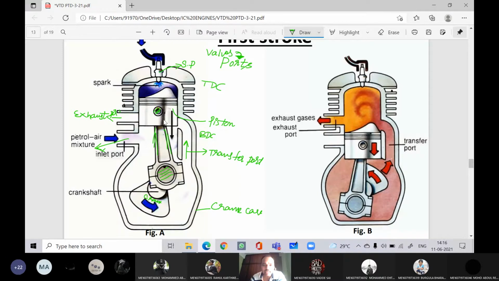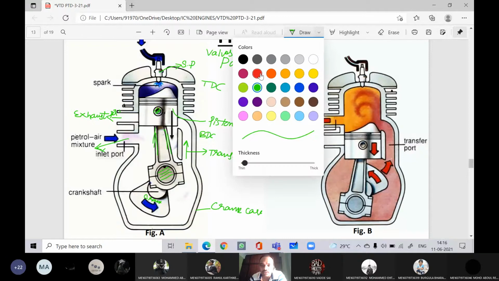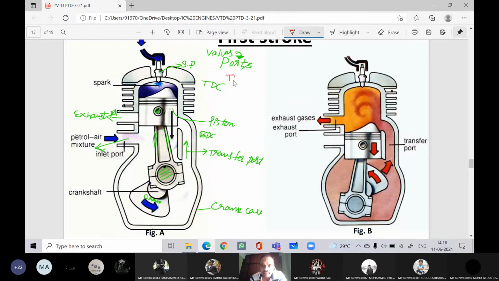This means when the piston is moving from TDC to BDC, first the exhaust port opens, EPO, then the transfer port opens, TPO. I'm writing a shortcut. Then the inlet port opens when the piston is moving from top dead center to bottom dead center.